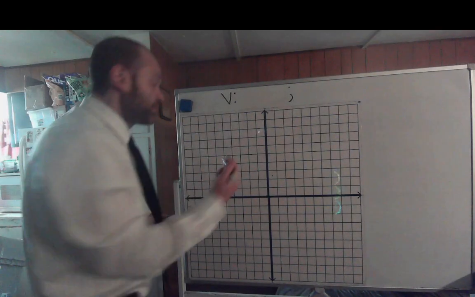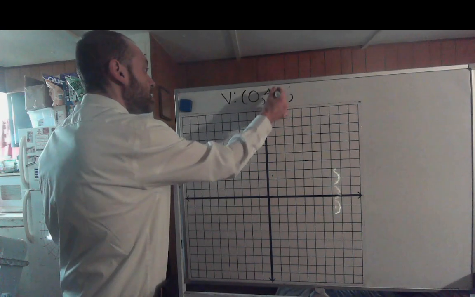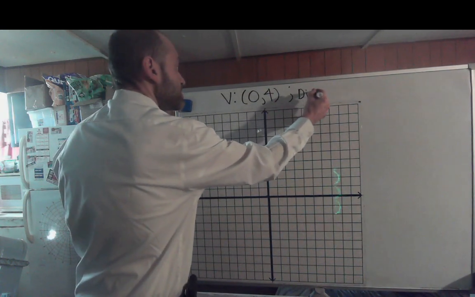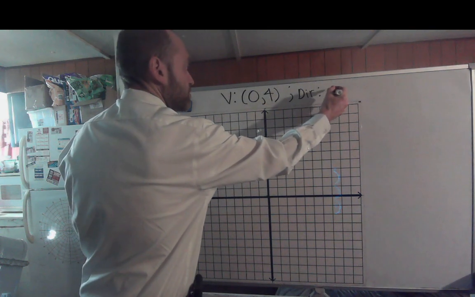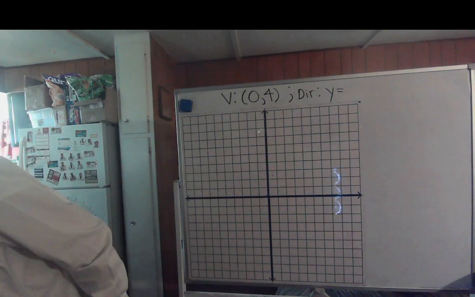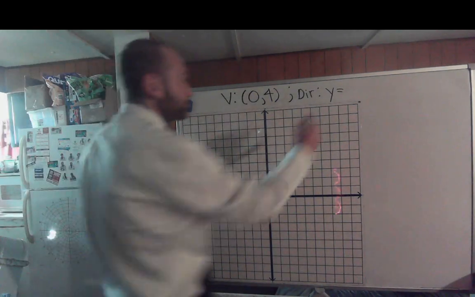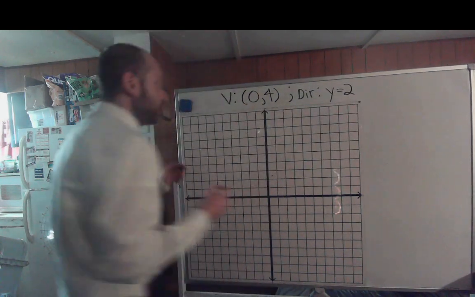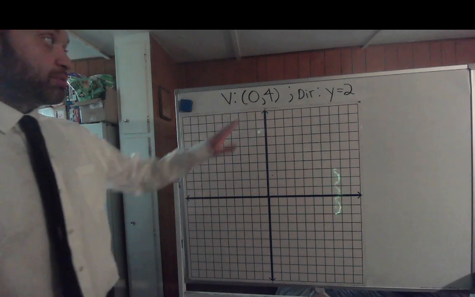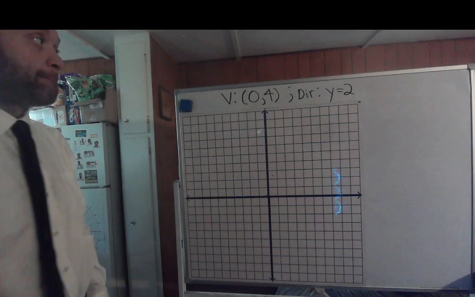So you have a vertex at (0, 4). The directrix, we'll just call it dir, like director, is going to equal y. That's going to be y equals 2. So the vertex of this parabola is at (0, 4). The directrix is y equals 2.